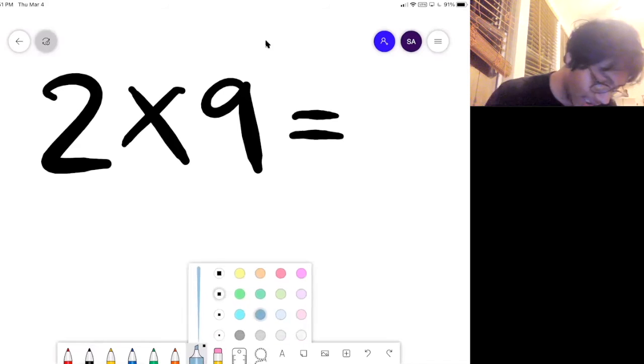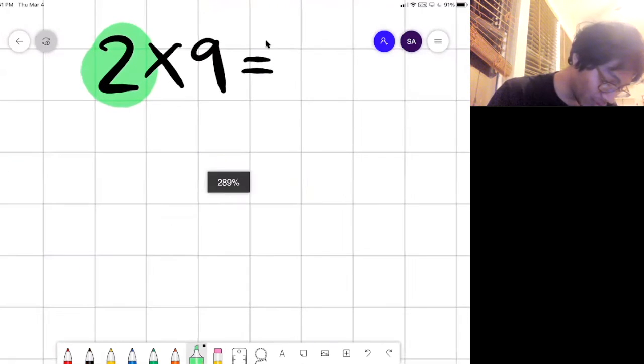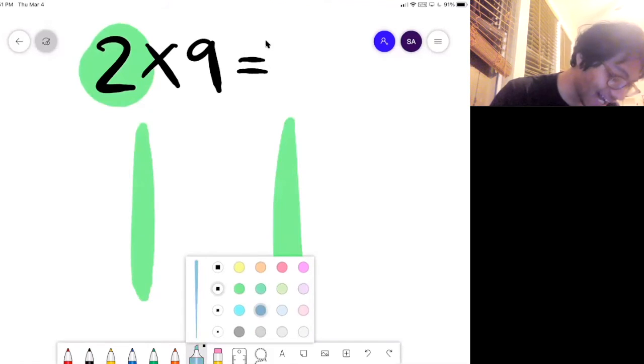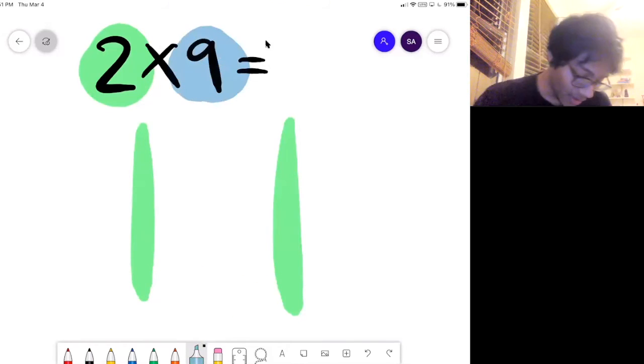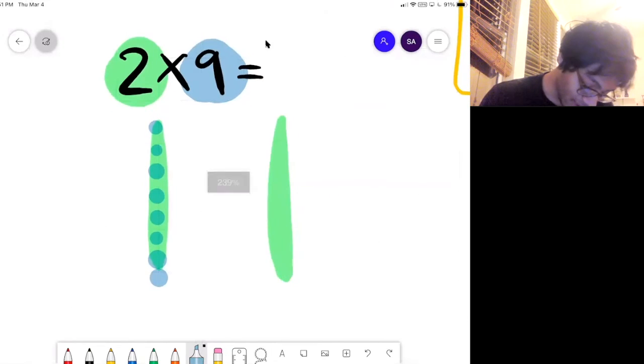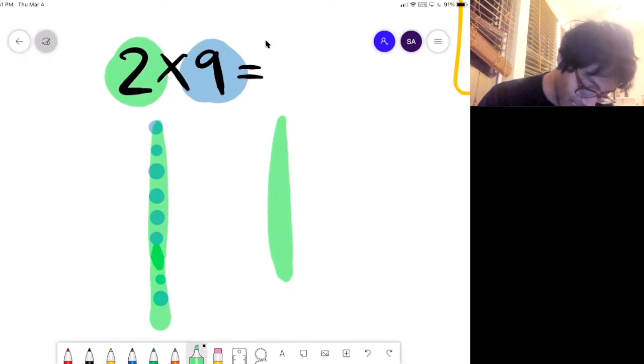Well, that means we got 2 columns. So we have 2 columns like this, 1, 2, and we have 9 dots in each column. So we have 1, 2, 3, 4, 5, 6, 7, 8, 9. Whoa, that's big. So let me make my column longer. Don't worry about that. And same thing in this one.